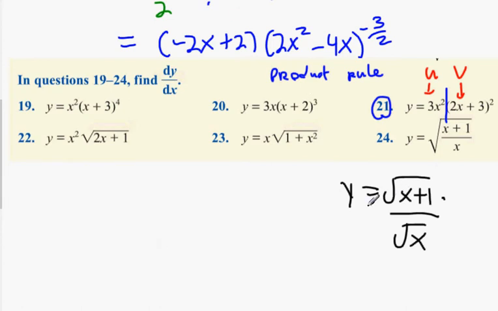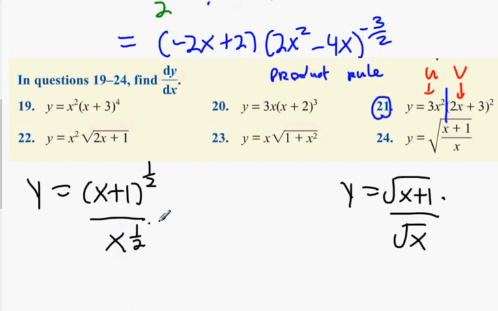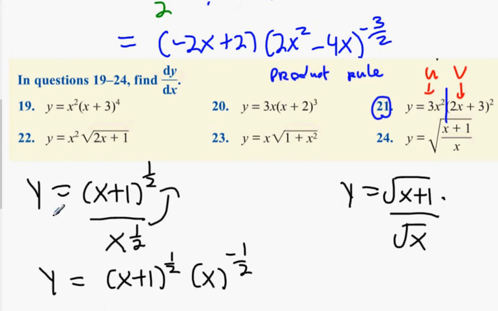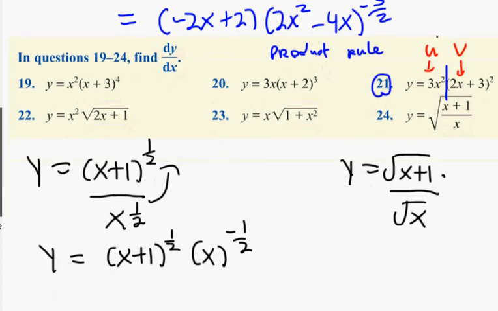Change everything to the power of a half. x plus 1 to the power of a half, x to the power of a half. Then, using my power of surds, what can I rewrite that as? x plus 1 to the power of a half, and x to the power of minus a half.